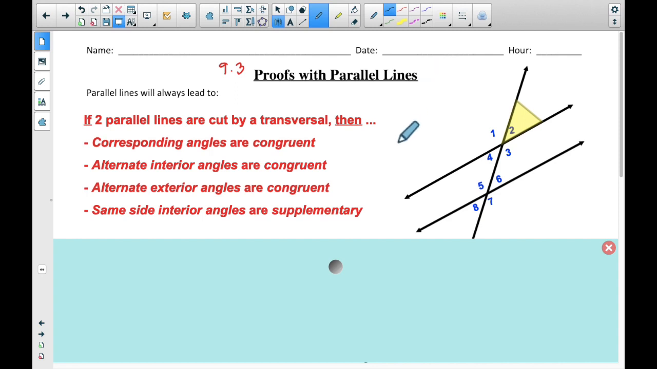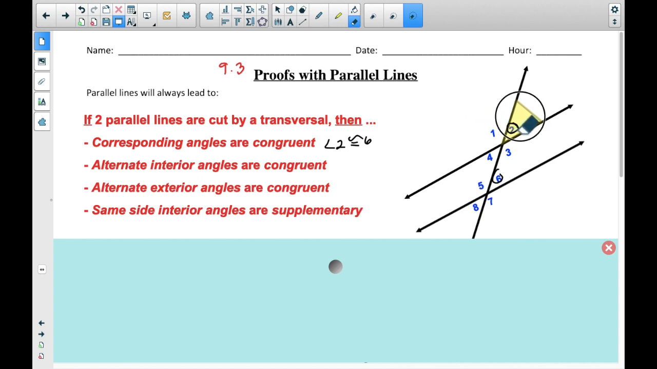So first of all, we've talked about these before. We have been studying corresponding, alternate interior, alternate exterior, and same side interior, and we're going to continue talking about them. So just to remind you, corresponding angles are angles that are in the same spot, like the upper right-hand corner and the upper right-hand corner. So we could say angle 2 is congruent to angle 6, for instance. Now there are others, but those would be some of them that we could talk about.